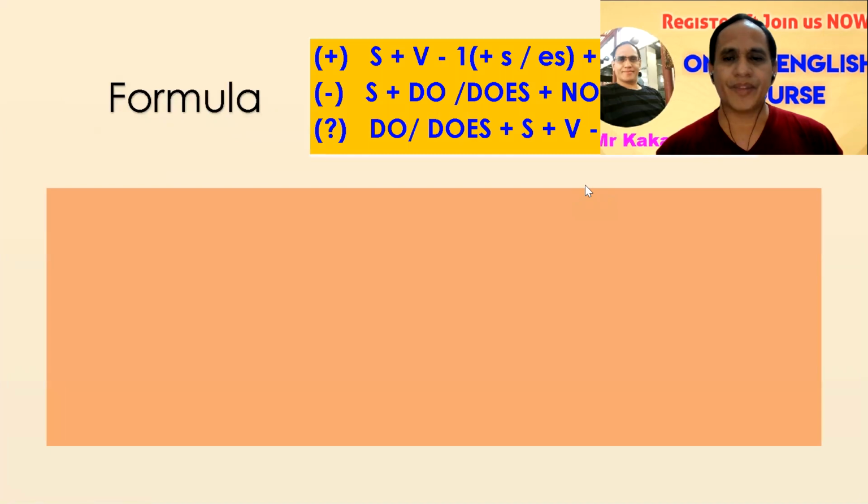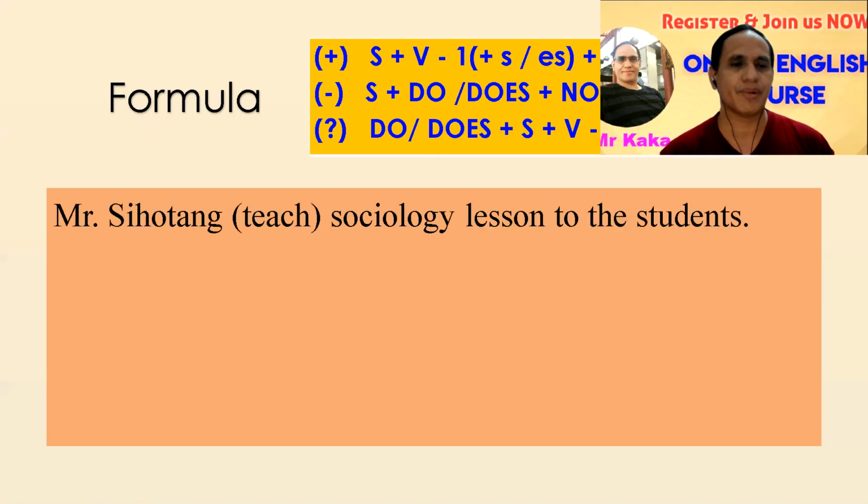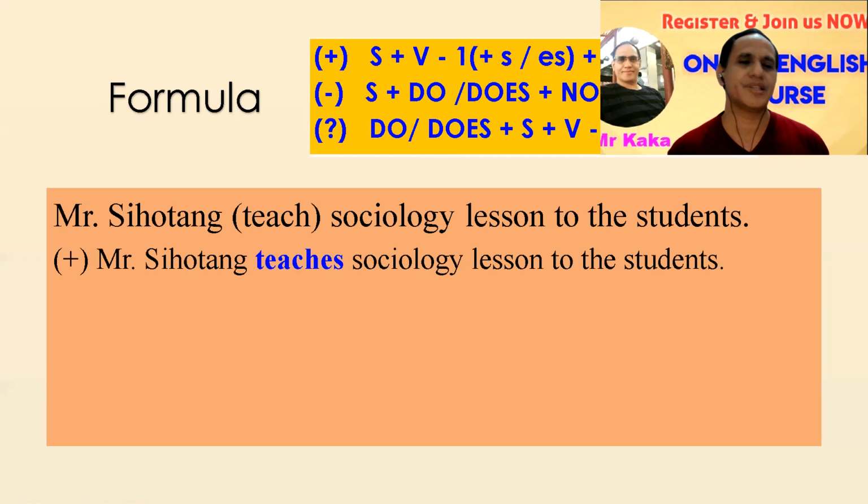Okay, everybody, now let's look at another example. Please pay attention to the formula of the simple present tense. Let's see another example: Mr. Sihotang teach sociology lesson to the students. If you want to change this sentence into the positive form of the simple present tense, it will be: Mr. Sihotang teaches sociology lesson to the students.